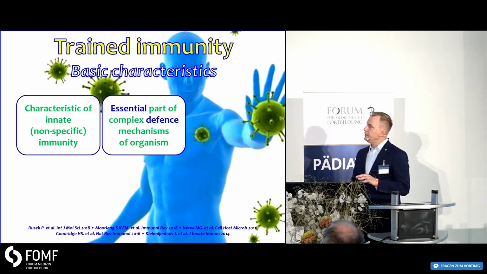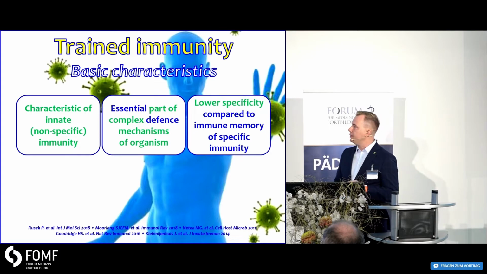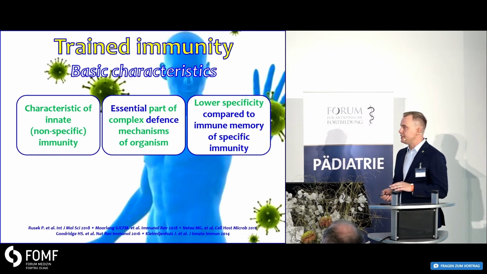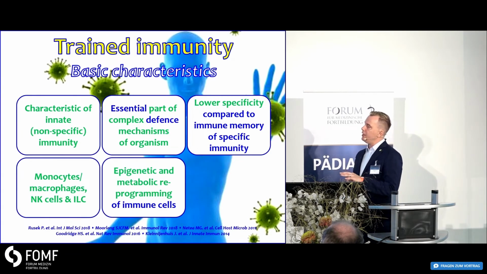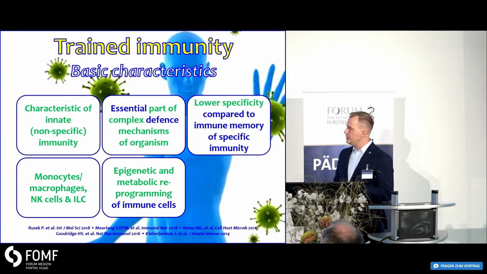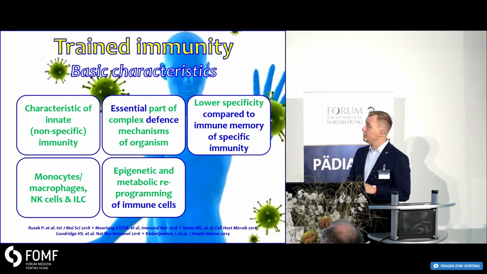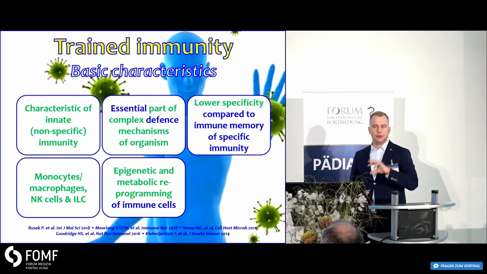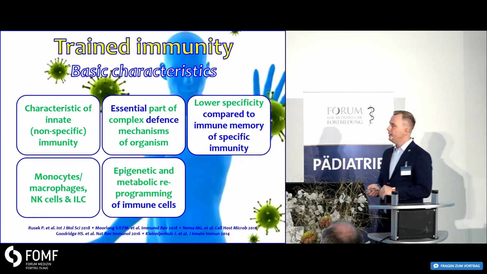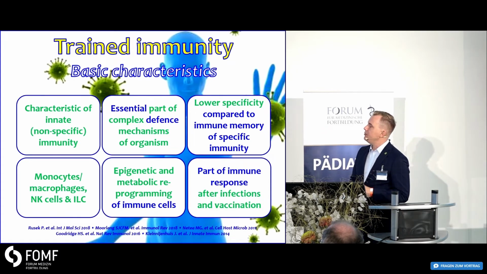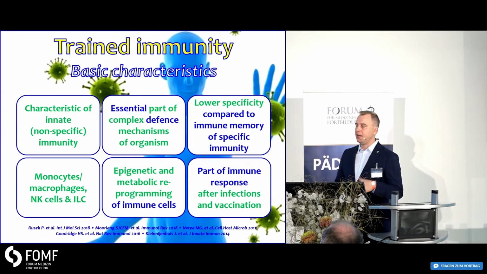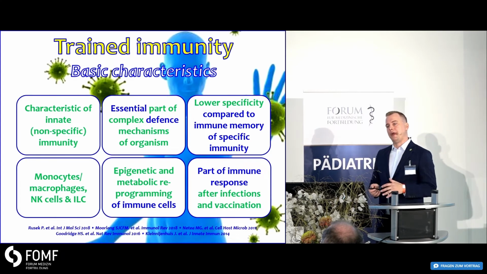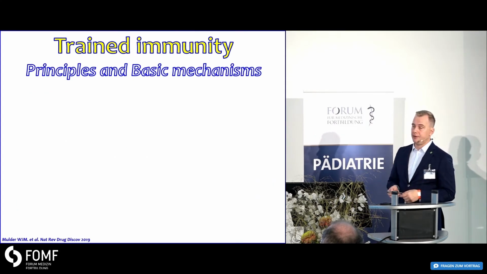It's quite logical that this non-specific immunity has lower specificity compared to the classical immune memory of B cells and T cells. But we know that it is usually connected with monocytes, macrophages, natural killer cells, and one interesting subpopulation called innate lymphoid cells, very similar to lymphocytes but working in a non-specific way. Currently we know that trained immunity is induced by epigenetic and metabolic reprogramming of immune cells, so they are able to react more promptly and more effectively later on.